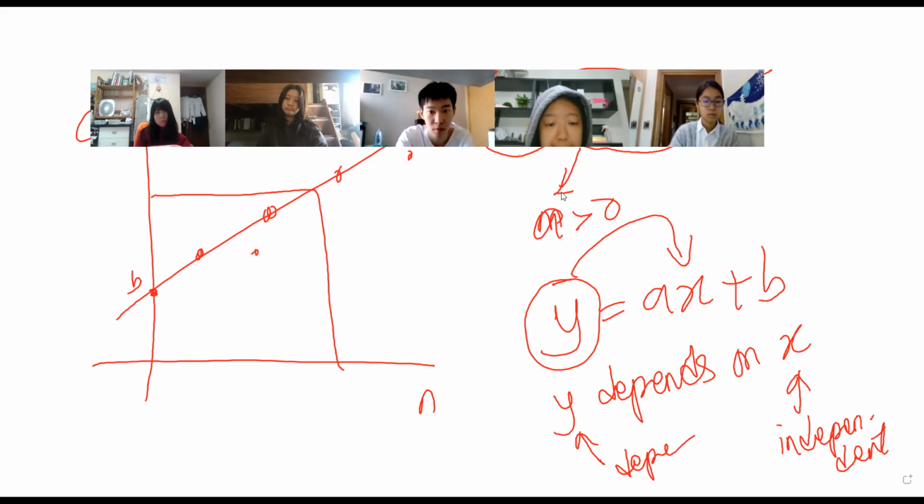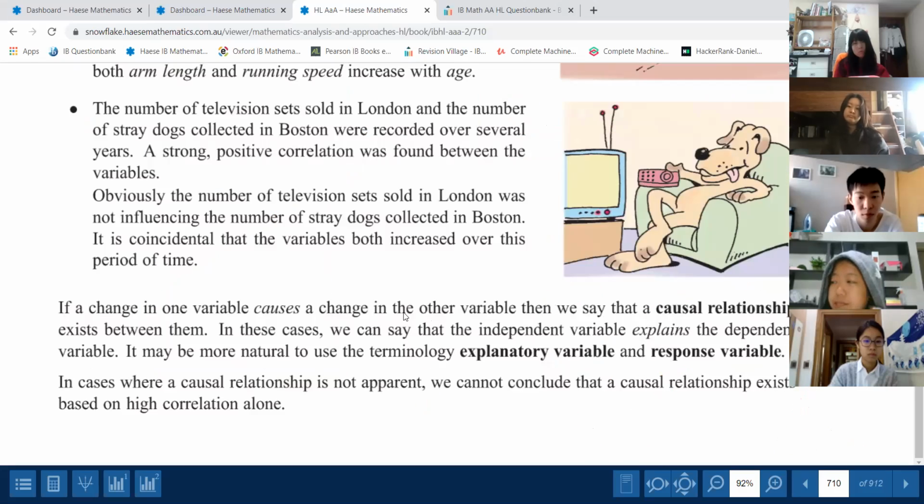So this is what we mean by dependent and independent variable here. The independent variable, which is your X, explains the dependent variable, which is your Y. It may be more natural to use this terminology: explanatory variable and response variable. Explanatory variable will be your X, the response variable will be your Y. Of course, Y responds to whatever X brings. Y depends on it, that's what that means.